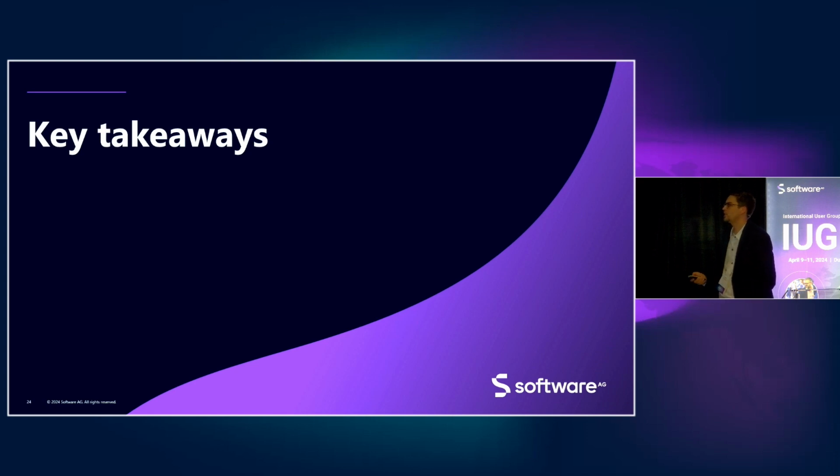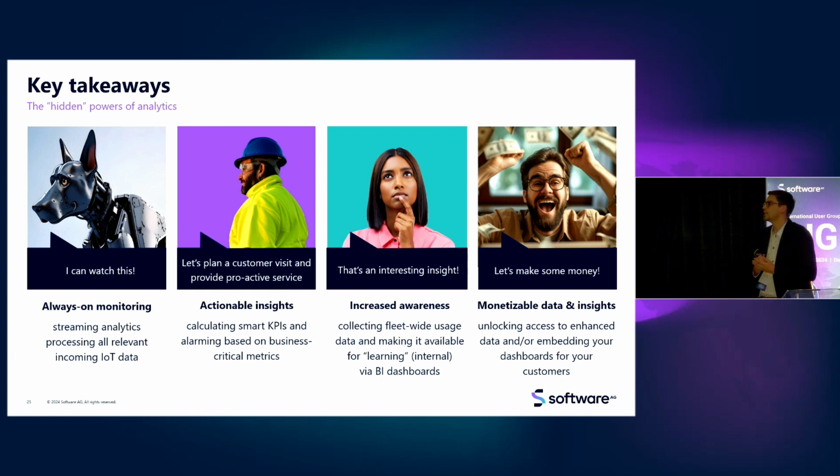Okay, so to end the presentation, the key takeaways. What are those four hidden powers of analytics? On one hand side, it's that always-on monitoring. With streaming analytics, you can really process all of that incoming data and turn it into actionable insights. It's not just looking at the raw data on the dashboard, but turning that into actionable insights, into alarms, which mean something for an audience within your organization or potentially outside your organization.